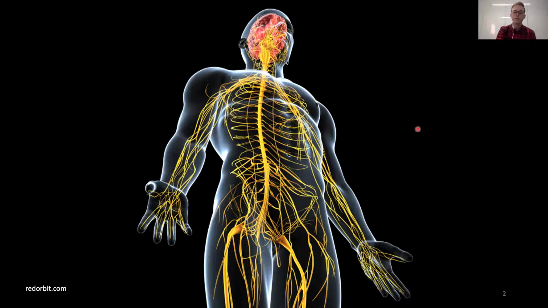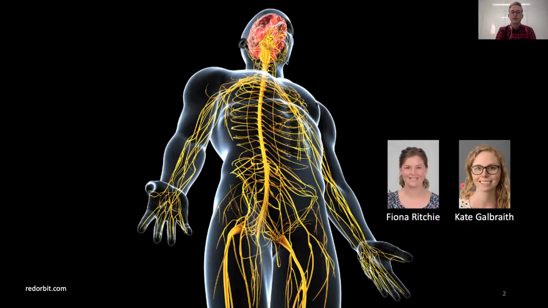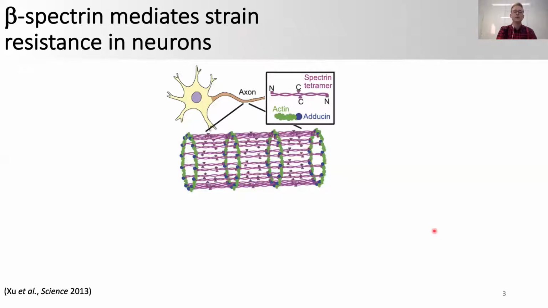So the work that I want to talk to you about today is work that we recently published earlier in the year, and I was very fortunate enough to have the opportunity to collaborate with two of my excellent colleagues in the Hilliard lab, Fiona Ritchie and Kate Galbraith, who I want to acknowledge here because they made crucial contributions to this story.